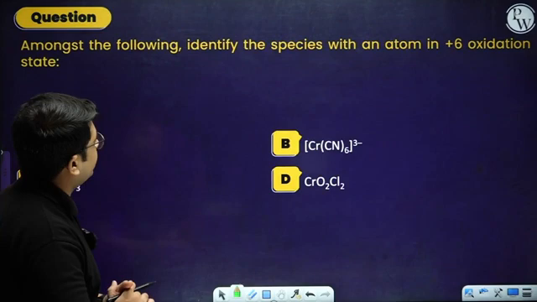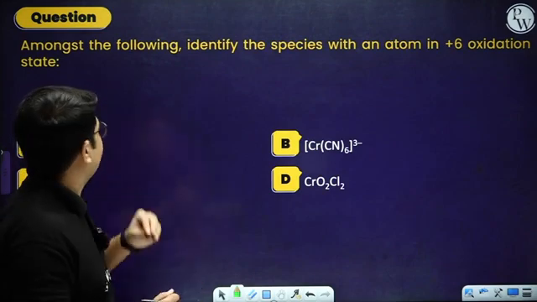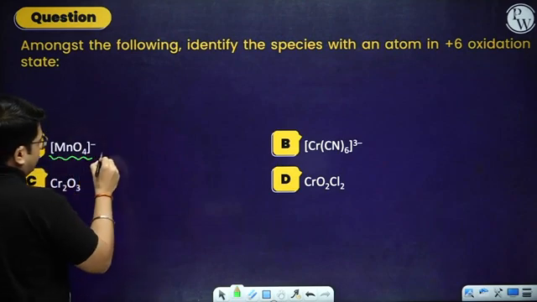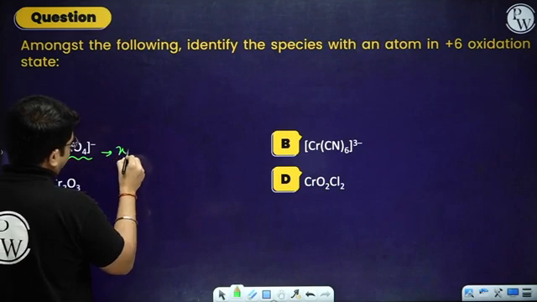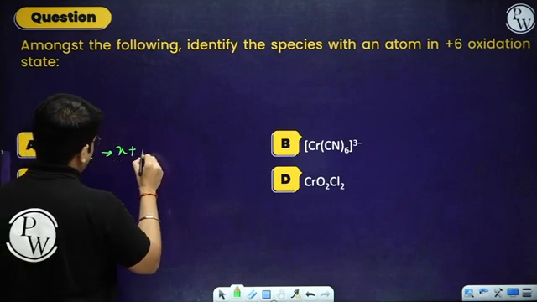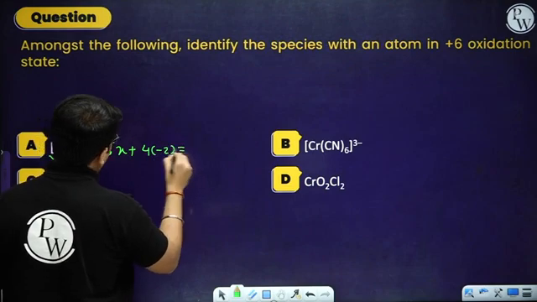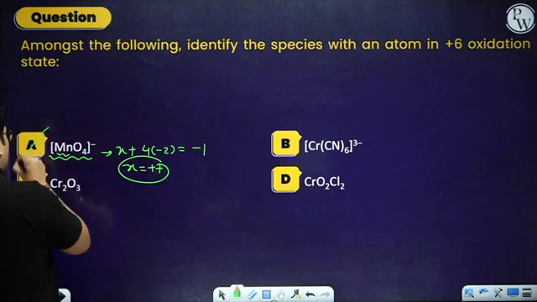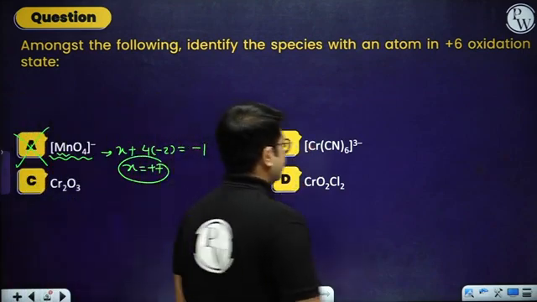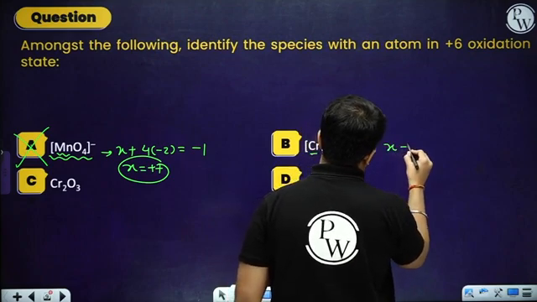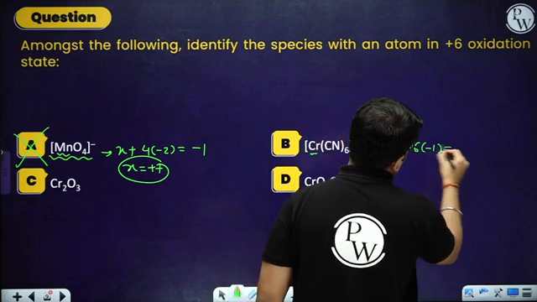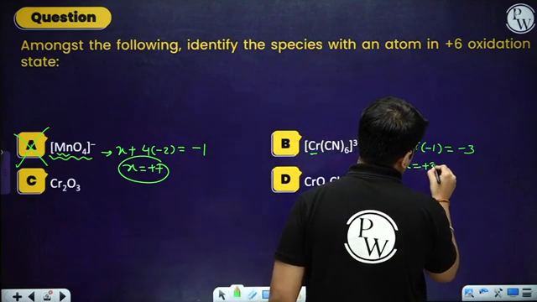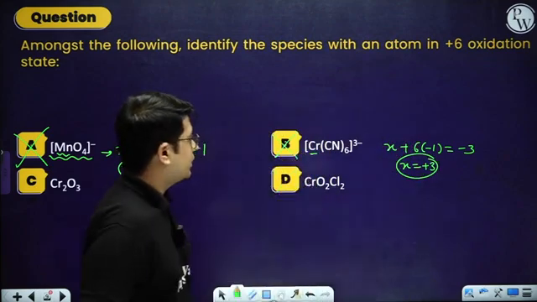Okay, amongst the following, identify the species with an atom of +6 oxidation state. Let's find out. So first of all, we have MnO4 negative. So I can say this Mn is, let's say, X, because one X is present, plus 4 multiplied by -2 will be equal to the charge, that will be -1. So X will be +7 in this particular case. So no, it's not the correct answer. In this case, chromium, let's say one chromium is X plus 6 cyanide, which is -1, that will be equal to the -3 charge. Okay, so you can say X will be equal to +3. So no, this is not the correct answer.